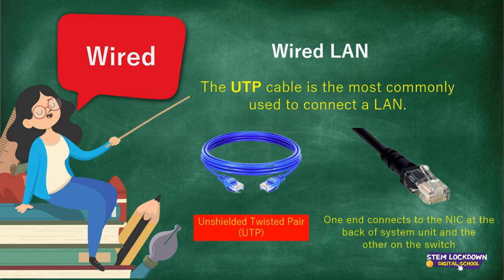Now, one end connects to the NIC at the back of the system unit and the other to the switch, right? Remember in the previous lesson, we spoke about the network interface card, which you find at the back of your PC or on the side of your laptop, depending on the brand, on the left hand side or the right hand side. So one end plugs into the network port on your system unit, then the other connects to the switch, right? So that's the UTP cable, right?